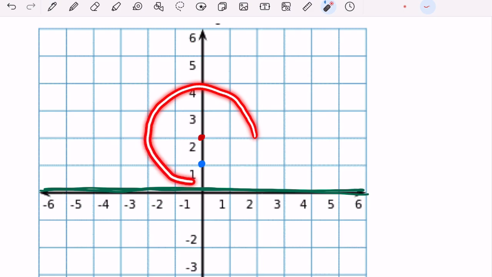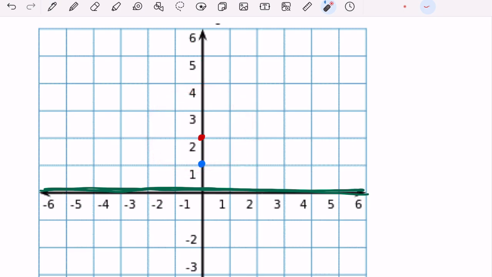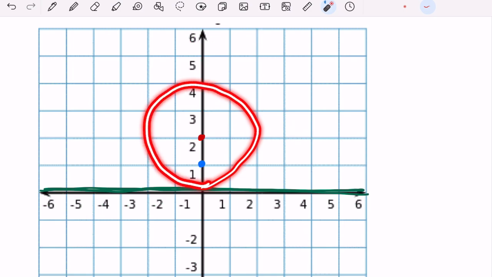All the points that are at a distance of 2 from this point. Which points are at a distance of 2 from the directrix? It's very clear that I have 2 points, one here and the other one here.